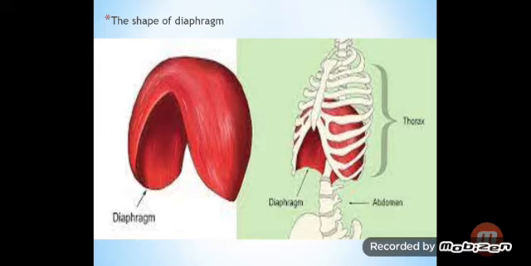The shape of the diaphragm. If you look at the diaphragm anteriorly, from the front, the diaphragm curves up to the right and left domes, right? So the right dome reaches the upper border of the 5th rib, while the left one reaches the lower border of the 5th rib. So the right side is higher than the left one. Why? This is because of the right lobe of the liver.